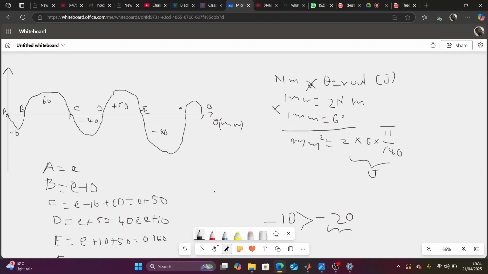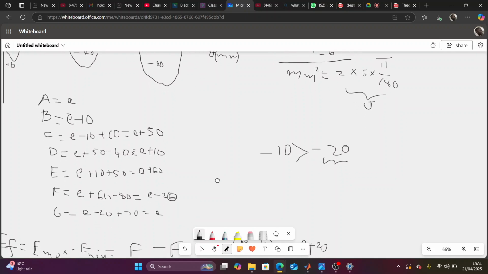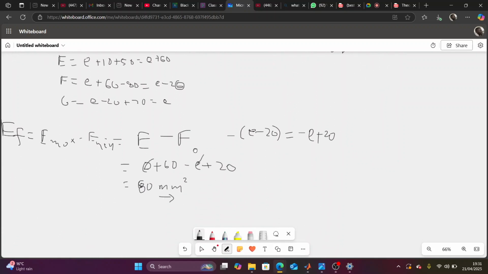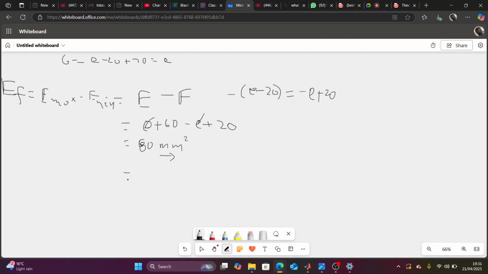So it means on my energy here, where I will be having millimeter squared, I will replace the millimeter. I will have 80 times 2 times 6 times pi over 180. Now if I calculate this, I will get my answer here in joule. I'm pretty sure if you do it, you'll get 16,76.